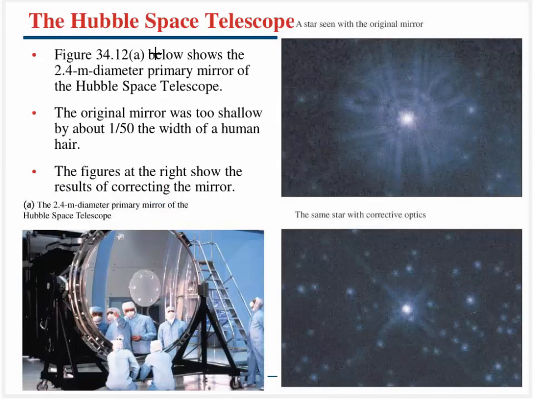Just a very quick aside on the Hubble Space Telescope here. These images can be quite sensitive to the radius of curvature. If you take a look at this mirror down here, it has quite a large radius, but still is only off by 1/50th the width of a human hair. The original image of, say, a star right here looks quite junky. You see all this trash out here. With some corrective optics, you can see extra stars right down here and here and here.